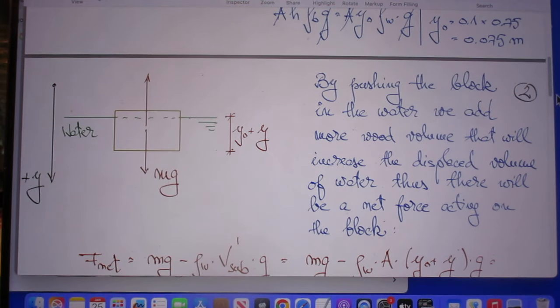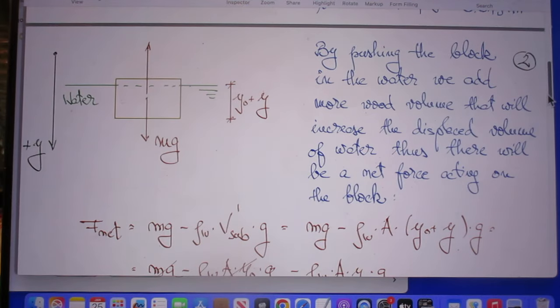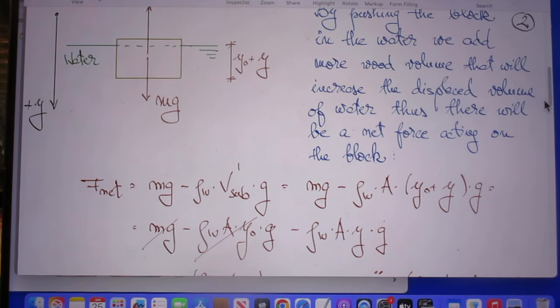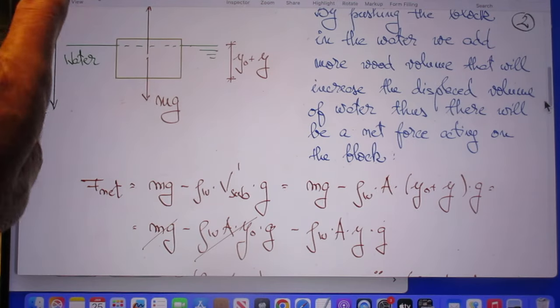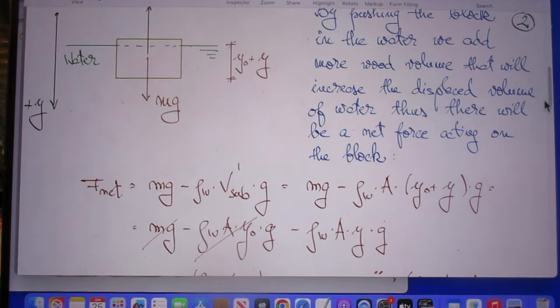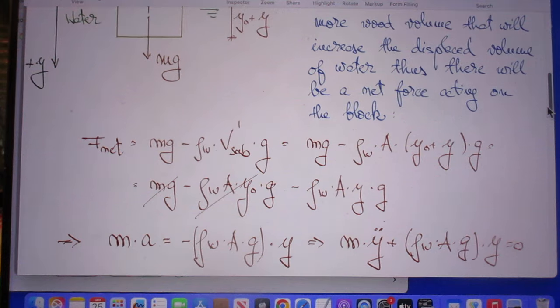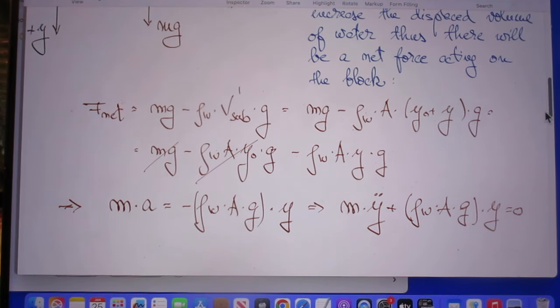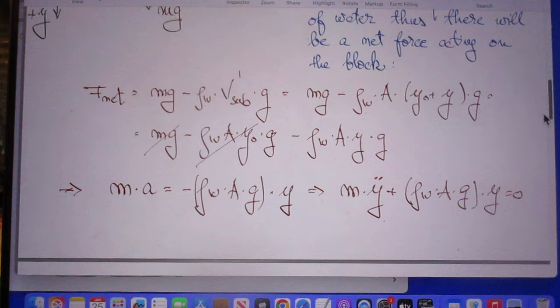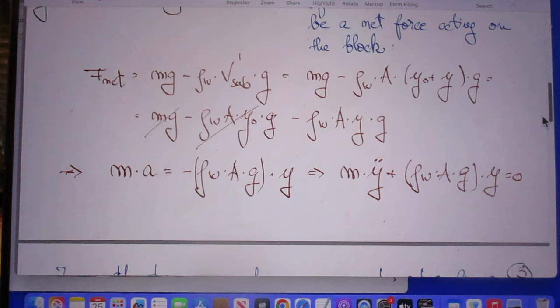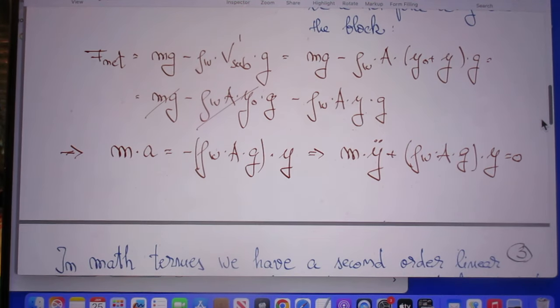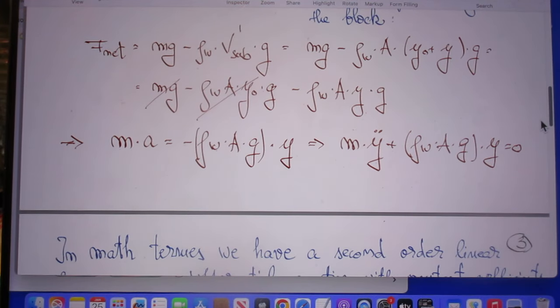We now push the block further into the water by a distance y. And then he calculates now the net force upwards. The force down remains mg, but the force upwards goes up because of this extra distance y. And the net force upwards is ma, m y double dot.